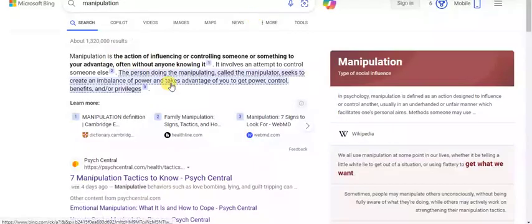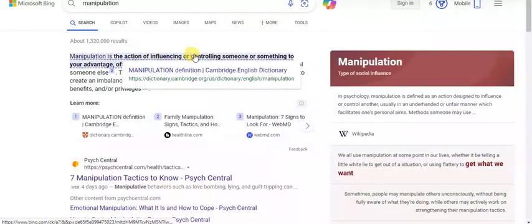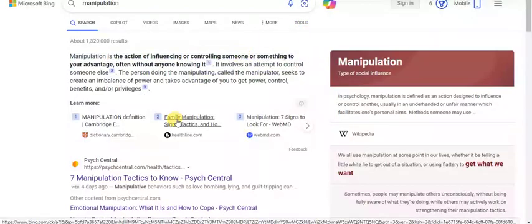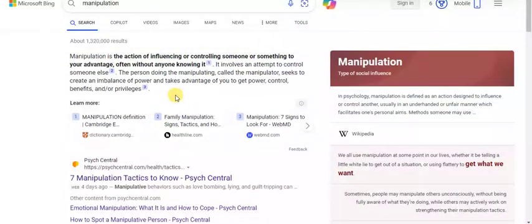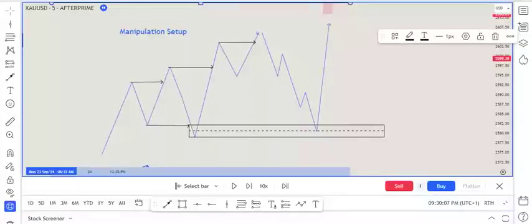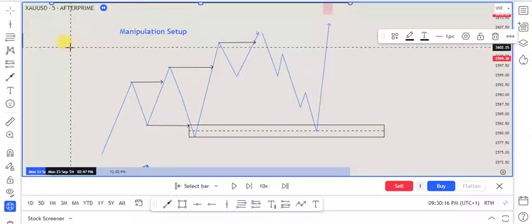What is manipulation? Manipulation is the action of influencing or controlling someone or something to your advantage, often without anyone knowing it. That is manipulation for you. And the forex market is all about manipulation. They want to take advantage of you so that they can take your money. Everybody wants to be smart, so if you're not smart, they will take your money. That is what manipulation is, and that is what forex is, not all the other things you've learned about.